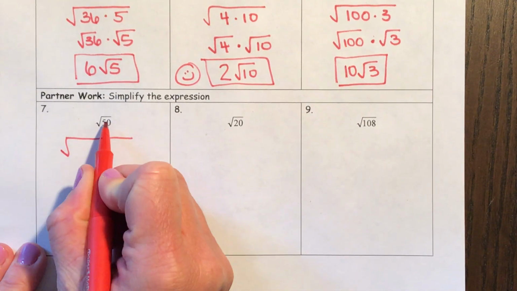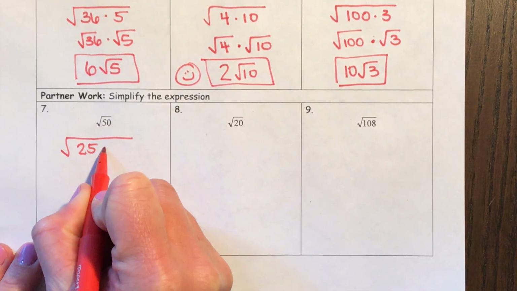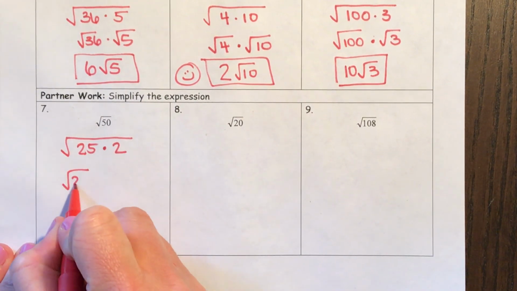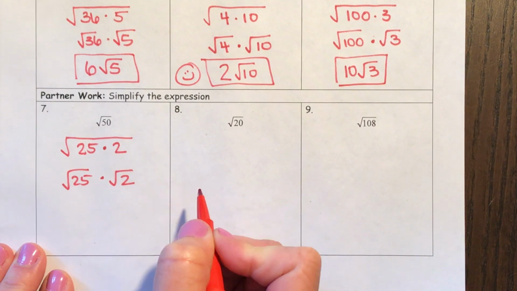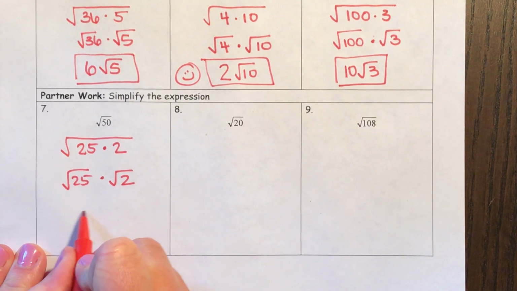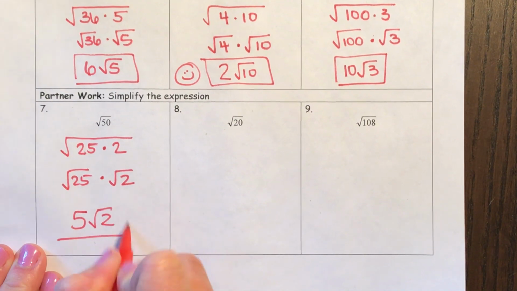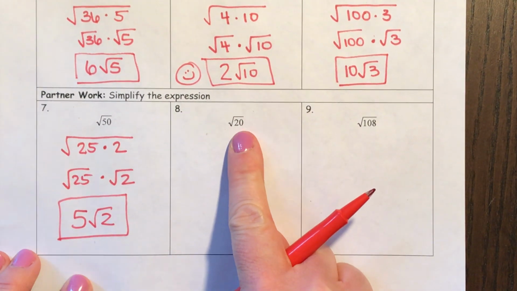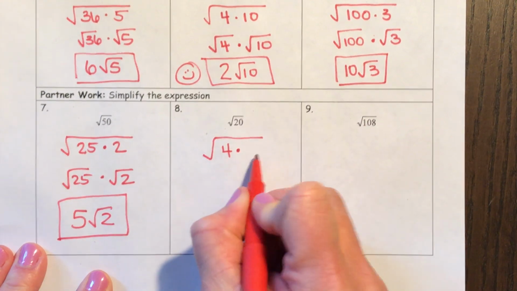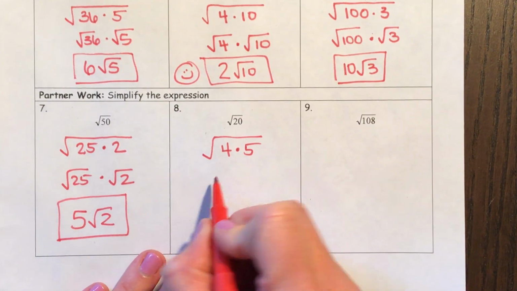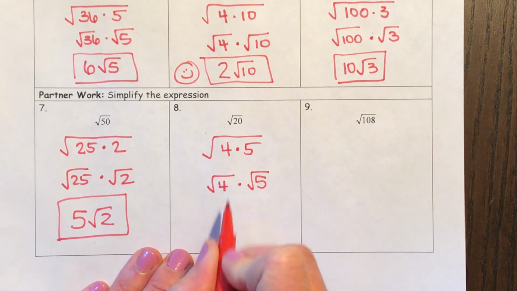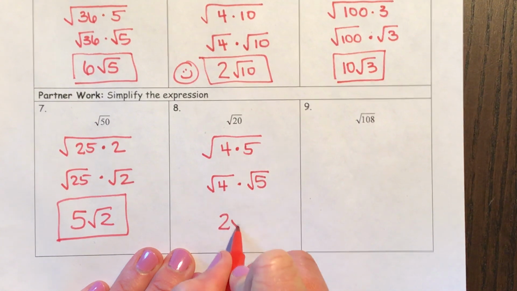The highest perfect square that 50 is divisible by is 25, and it goes in twice. Now split these up and you get the square root of 25 times the square root of 2. The square root of 25 is your perfect square part that can be simplified down to 5, and the 2 gets left behind. Now the highest perfect square that goes into 20 is 4, and it goes in 5 times. Split these up into their own radicals and then simplify your perfect square piece.